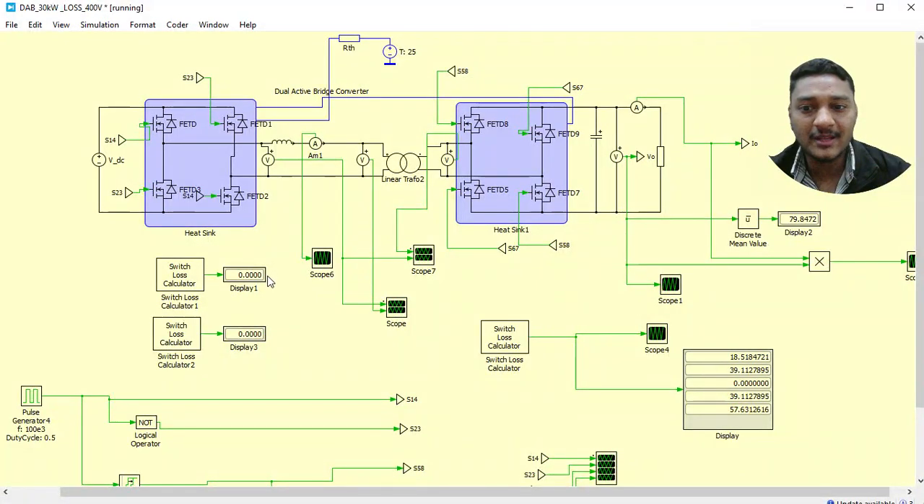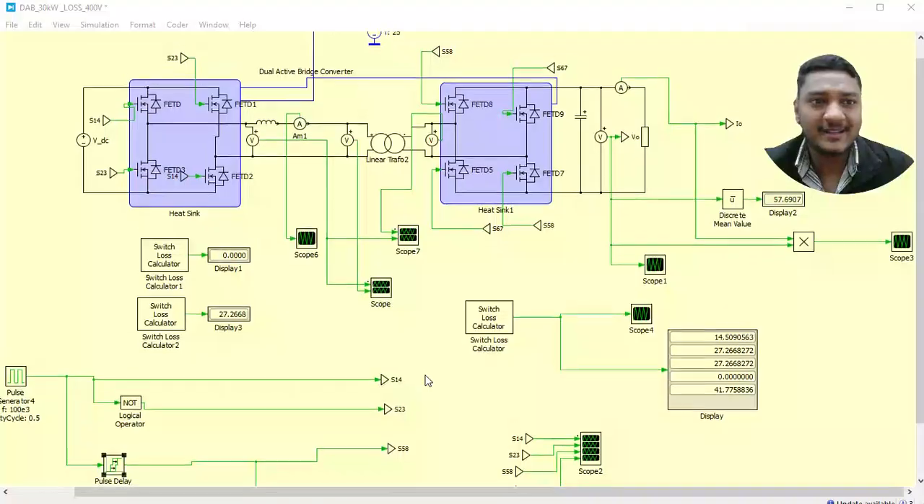So you can observe that in one of the bridges it is still showing the losses equal to 0. So that means I am still in the zero voltage switching zone. Now I need to change a few more parameters, and then we can observe that it is actually coming to the non-ZVS zone.